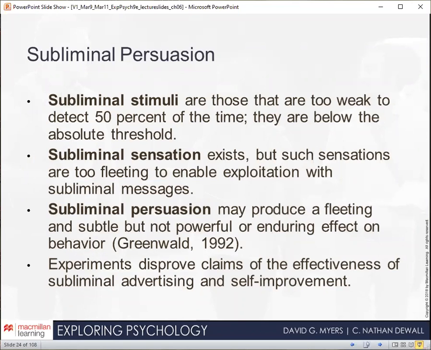First, subliminal stimuli are those that are too weak to detect 50% of the time. They are below the absolute threshold, so we don't have conscious awareness of them. Then we have subliminal sensation. It exists, but such sensations are too fleeting to enable exploitation with subliminal messages. Now, let me give you an idea of why people were concerned about this.